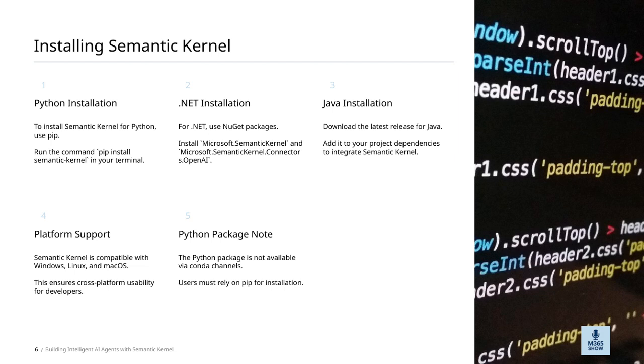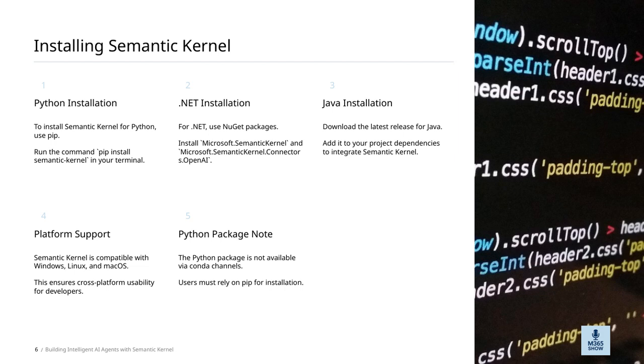For Java developers, you can download the latest release and add it directly to your project dependencies. This way, you can easily incorporate Semantic Kernel into your Java applications. If you're working with .NET, the recommended approach is to use NuGet packages. Install both Microsoft.SemanticKernel and Microsoft.SemanticKernel.Connectors.OpenAI to get started. This ensures you have the essential components for building intelligent AI agents.